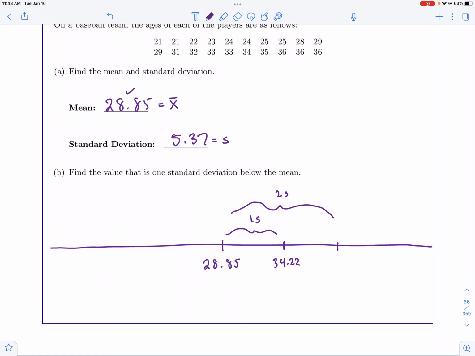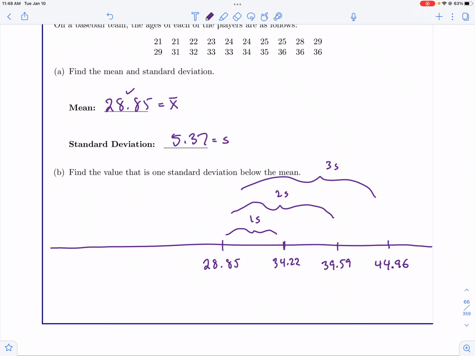5.37. So that takes us up to 39.59. And then finally, I'm going to go the whole way up to 3 standard deviations away from the mean. So again, same thing. I'm going to add 5.37 to that second standard deviation. So I'm just going to do plus 5.37. And so that gives me 44.96. And it turns out, we'll talk about in a little bit, that we really don't have to go any further than 3 standard deviations away from the mean to pretty much capture all the data that's ever going to occur in a set of data.